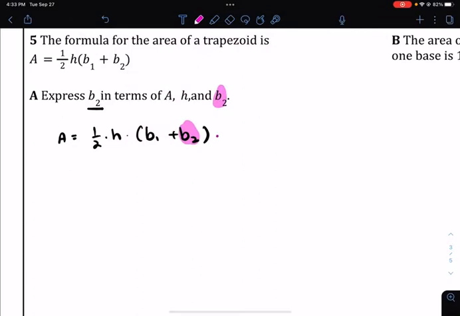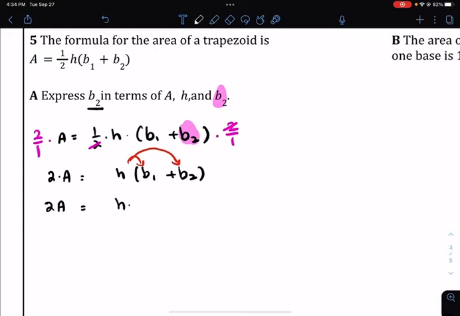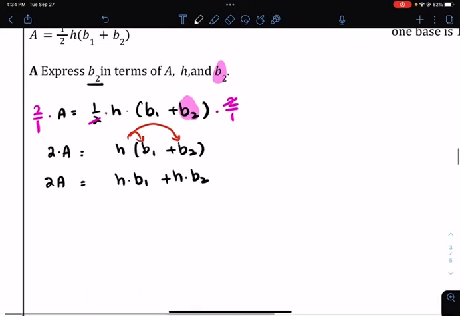Alright, so multiply by 2 over 1 to get rid of the fraction. Multiply by the reciprocal. We're left with just 2a, right? So h times (b sub 1 plus b sub 2). Now we want to distribute h to both terms. So h times b sub 1 plus h times b sub 2.